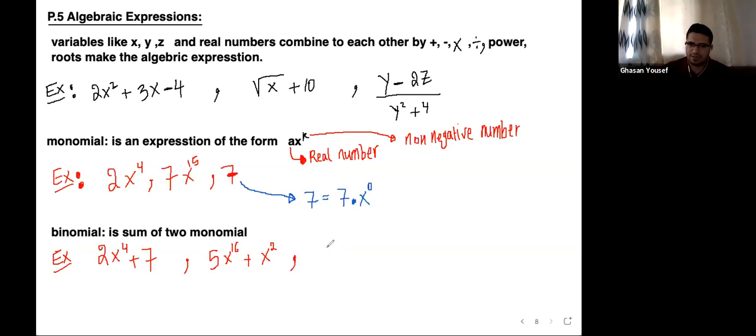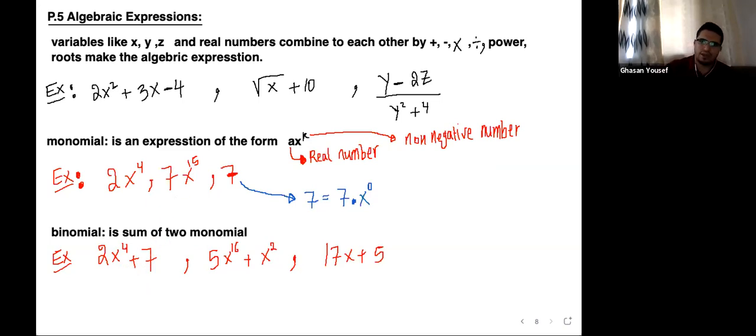Another example is 17x plus 5. This is a binomial. It is the sum of two monomials, because I have two monomials here. This is the first one, this is the second one, and between each of them is a sum. So this is a binomial. Same thing here: first term, second term, and between them is a sum. So binomial. Same thing for the first example.